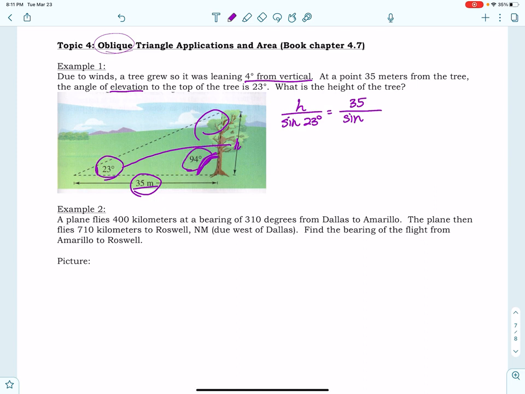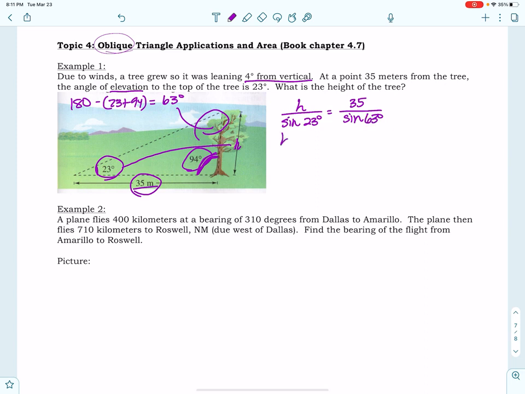So I can just use the triangle sum theorem, which tells me that all the angles of a triangle add up to 180 degrees. So if we subtract, we get an angle of 63 degrees. That's that angle right there, and that's what I'm going to use in my formula.